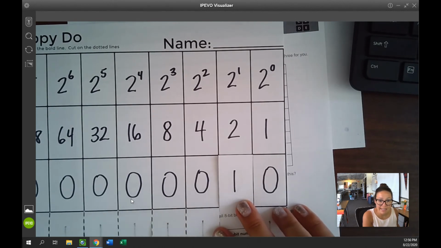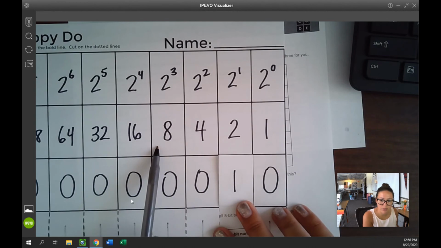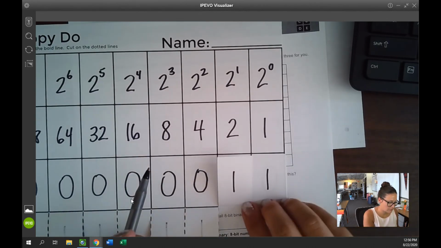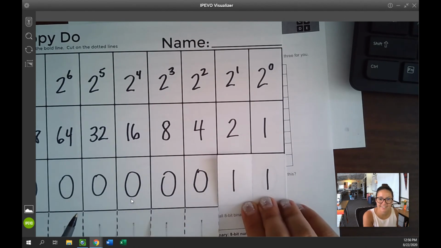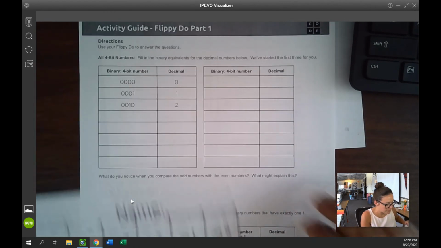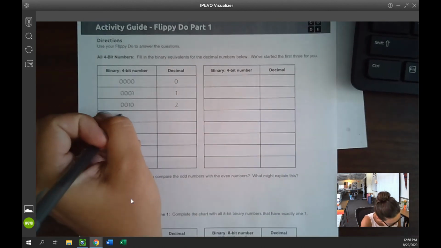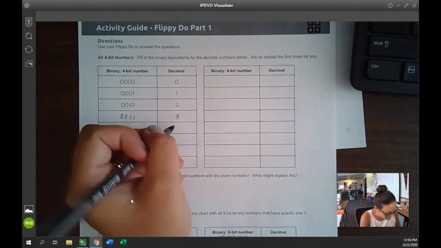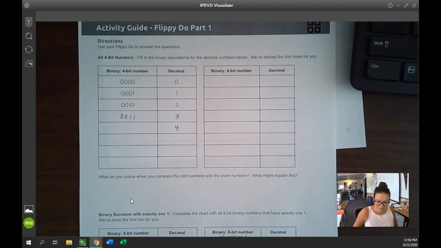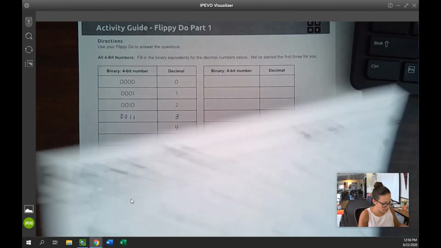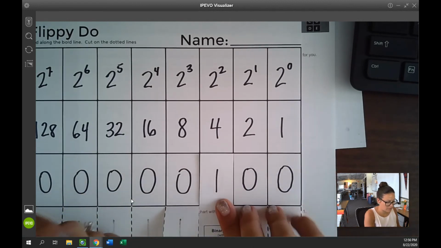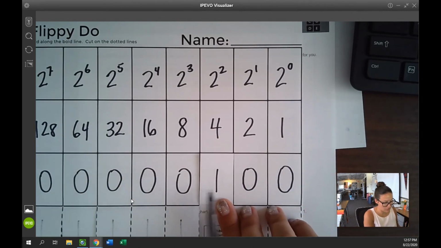Now, how would I make 3? I don't have a 3's place value. Well, if I have a 1, 2, and I have a 1, that would give me 3. So 0, 0, 1, 1 gives us 3. Okay, my next number would be 4. So let's take a look at the Flippy-Do. Hey, I have a 4. So that gives me 4: 0, 1, 0, 0.